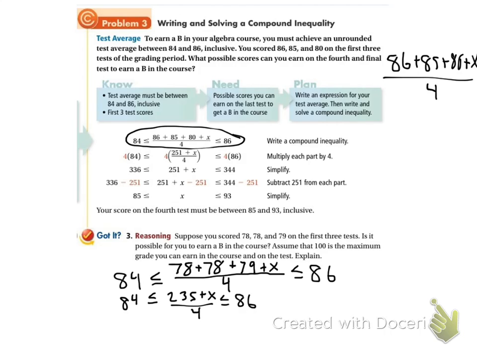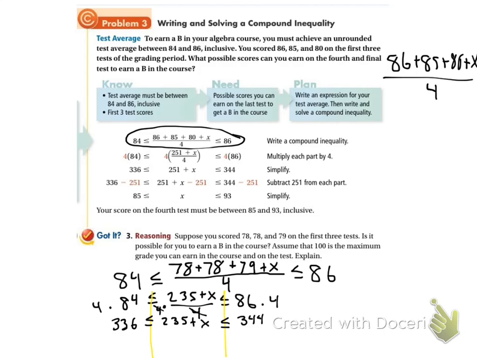So first thing I need to do is multiply by 4. And remember, I need to do this to all 3 columns. So if I multiply by 4 over here, multiply by 4 over here, multiply by 4 over here, 84 times 4 is 336. That just gets rid of the 4. The 4s cancel out, so I'm left with 235 plus x. And 86 times 4 gives me 344.